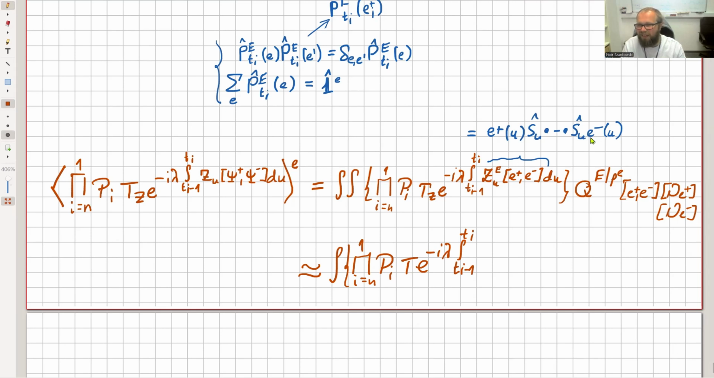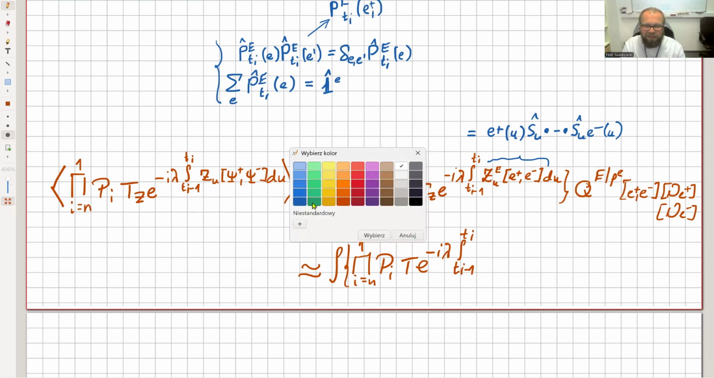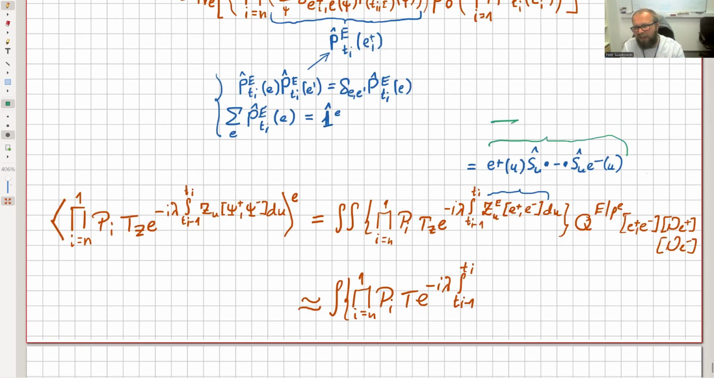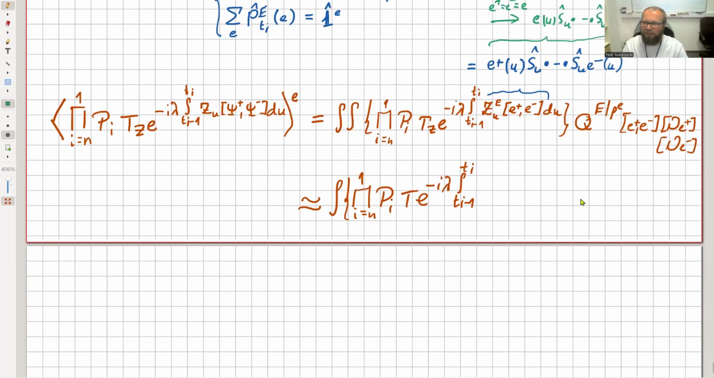And notice that if E plus is the same as E minus, if you look at this dynamical variable, and if E plus equals E minus, this turns into E plus, E minus equal E, some function E. You will get E U S U minus S U E U, which is nothing else but E U times the commutator. Simple enough.